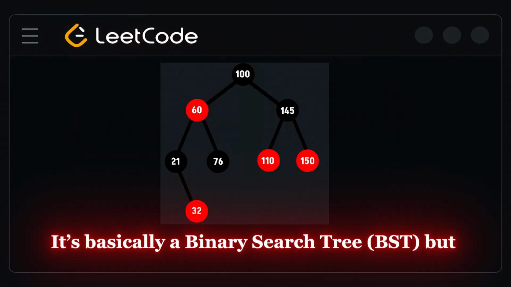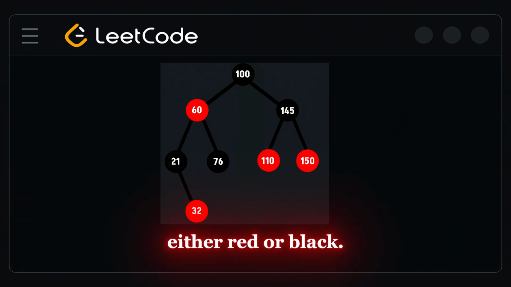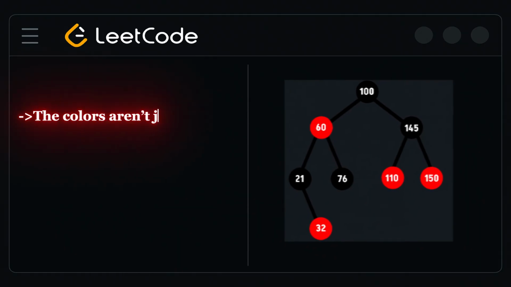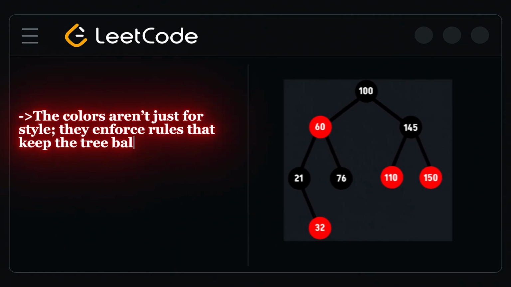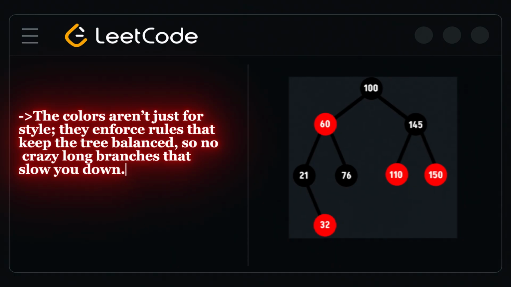Red black tree. It's basically a binary search tree, BST, but with a color twist. Each node is painted either red or black. The colors aren't just for style. They enforce rules that keep the tree balanced, so no crazy long branches that slow you down.